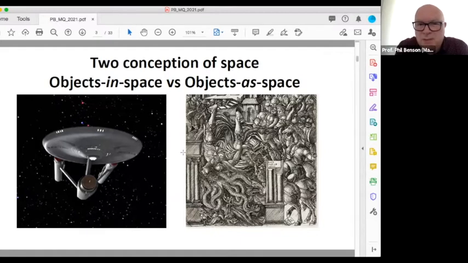And from the objects as space perspective, actually the Starship Enterprise picture is a bit of an illusion because there are two objects there. One object is the starship, and the other object is the space that's surrounding it, which appears to be empty, but actually, as we know, it's full of particles of hydrogen or whatever. Space is actually never empty at all, but often it appears to be if you can pass through it.